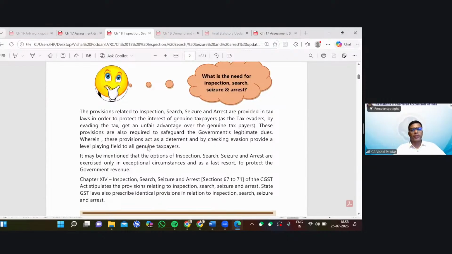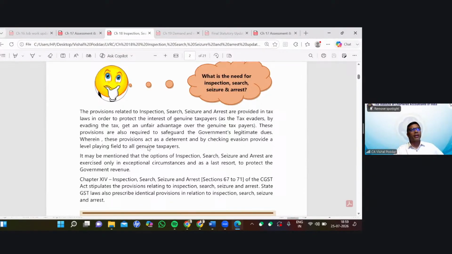Now the first question is, why do we have such severe actions by the department like inspection, search, arrest? So obviously, we all know that doing search, which is in simple words called a raid, doing seizure, which is taking the goods or whatever valuable is found at the time of raid and seizing it. All these are very severe actions. So why are these actions incorporated?